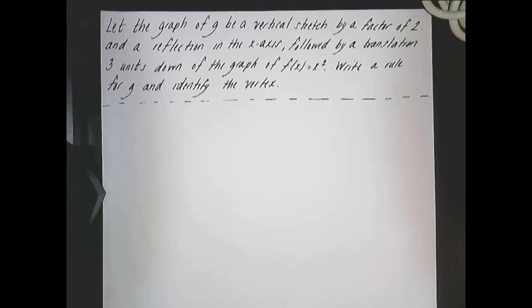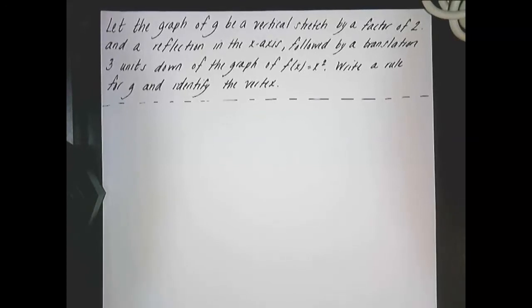I've written out Example 3. It says, let the graph of g be a vertical stretch by a factor of 2 and a reflection in the x-axis, followed by a translation 3 units down of the graph of f of x equals x squared. Write a rule for g and identify the vertex.